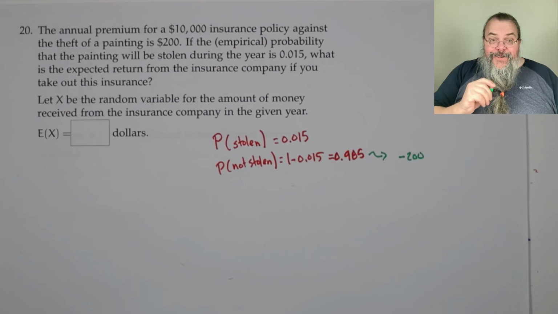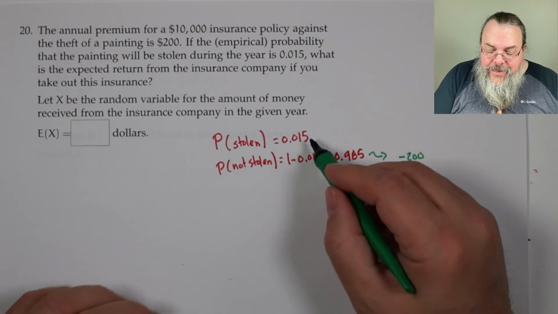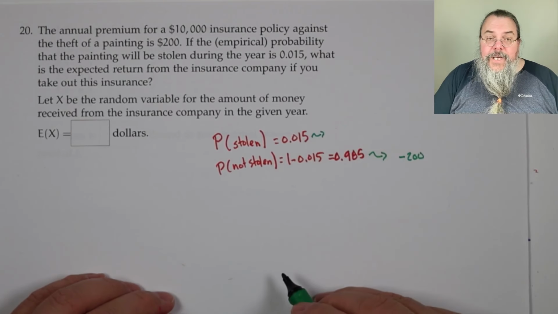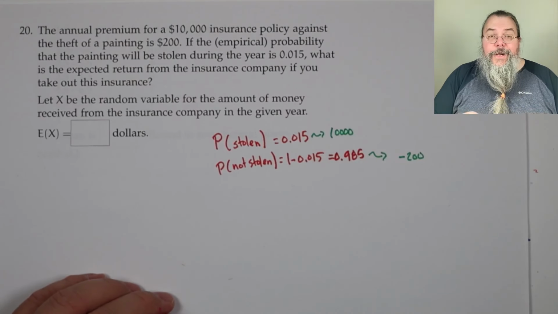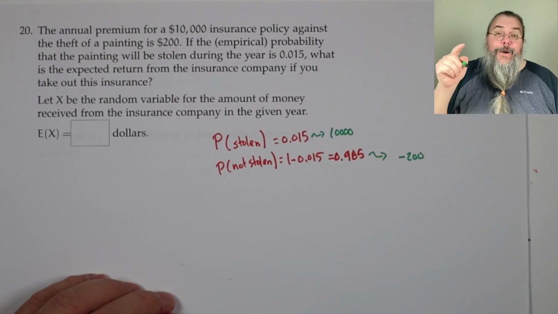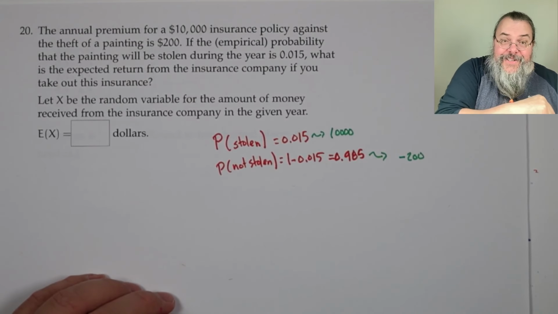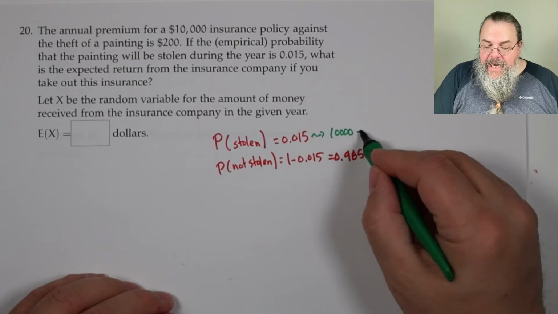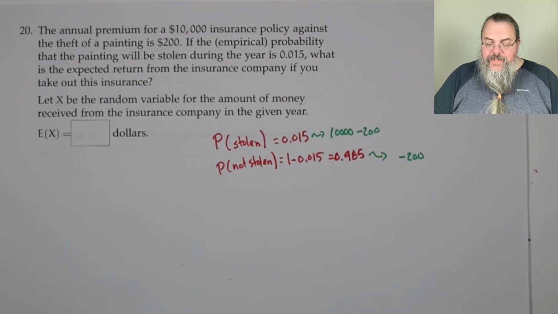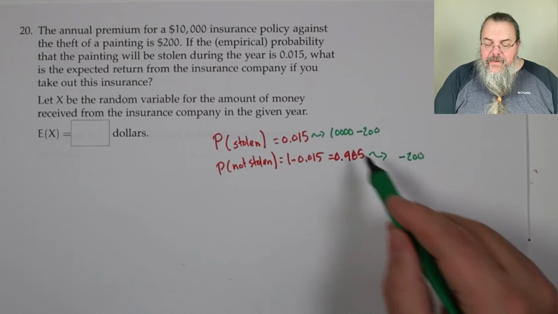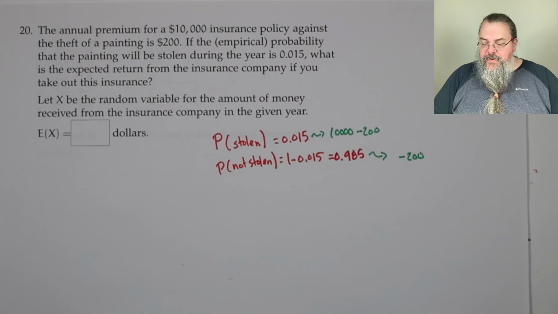If it did get stolen, okay, now the story gets more interesting. What do we get? Well, we get the $10,000. Cool. But don't forget, we also had to pay for the policy. So minus the policy payment. So that is the numerical outcomes.